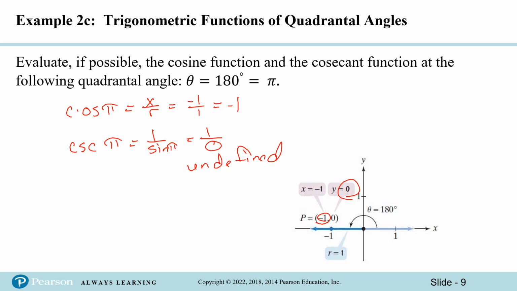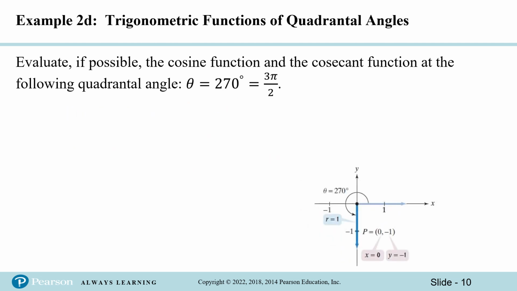What else we got? 3 pi over 2. Okay, so now we're going 3 pi over 2. That's this one right here. And again, we're at the point P, which is 0, negative 1 this time. And yes, cosine. Cosine of 3 pi over 2. So we take the x over the r. X is 0. The radius is equal to 1, we get 0.